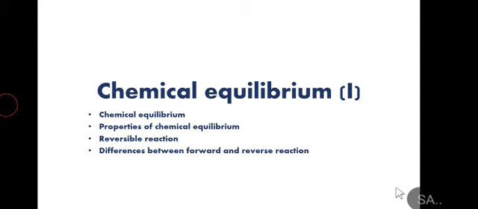So in today's class, we'll see one part of it, and you will study what is chemical equilibrium, what are the properties of chemical equilibrium, now reversible reaction, and then how the forward and reverse reactions are different. So let's start.